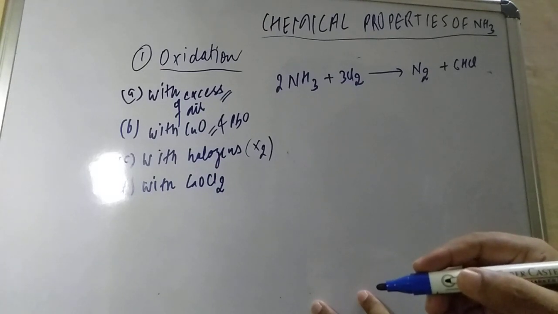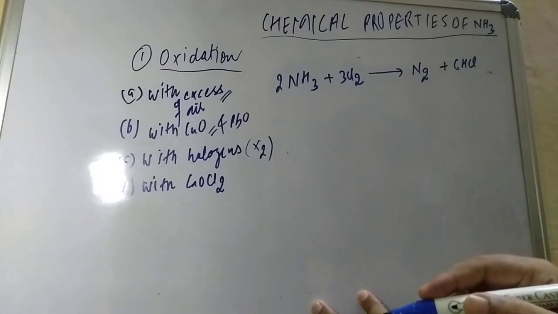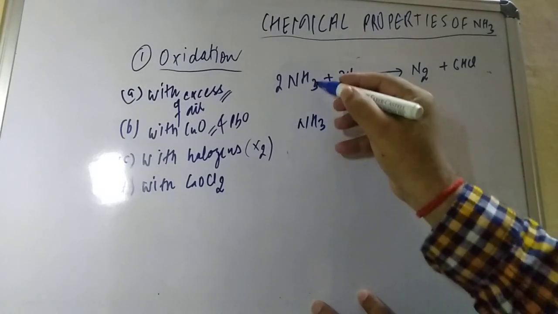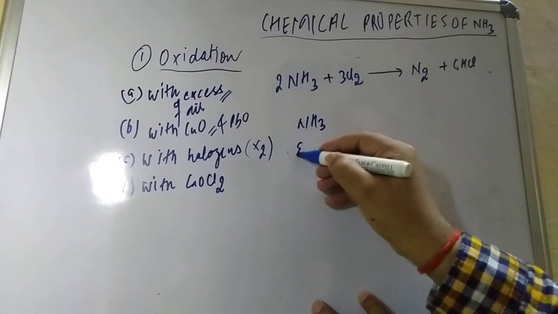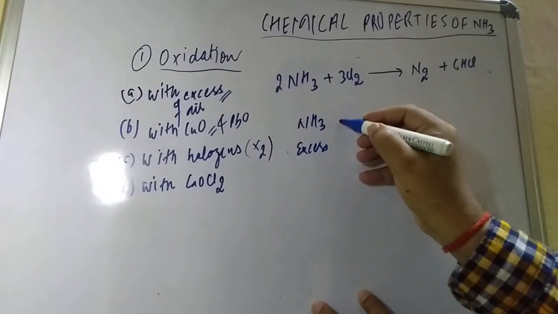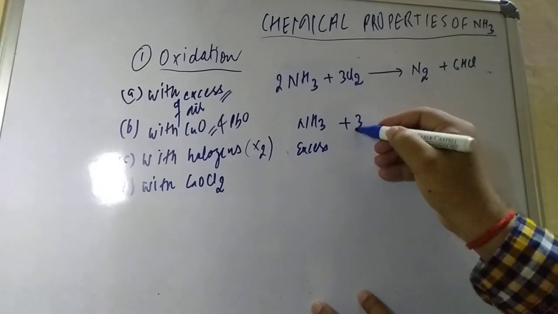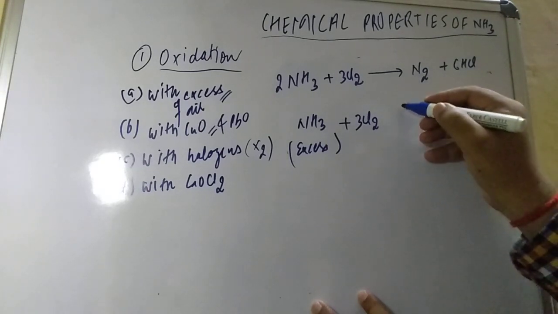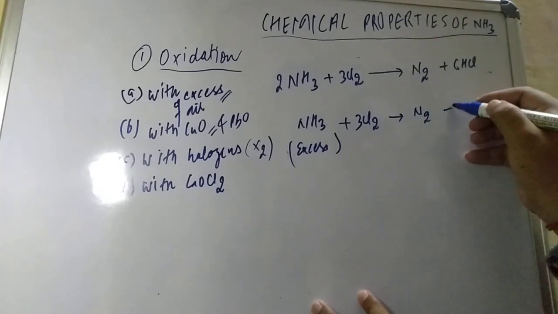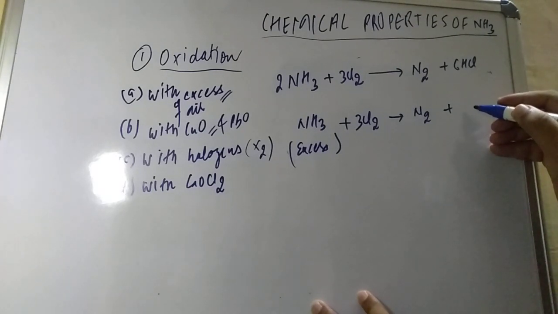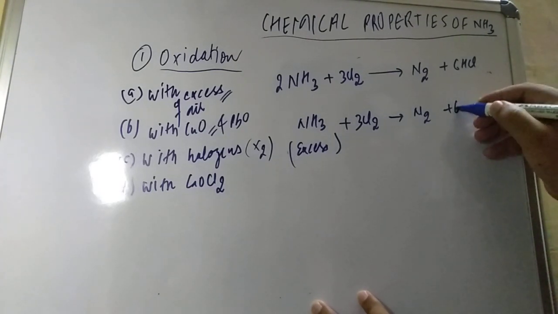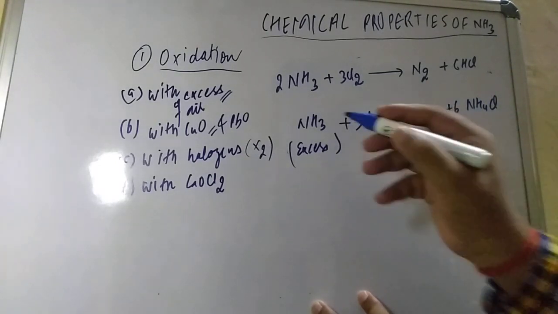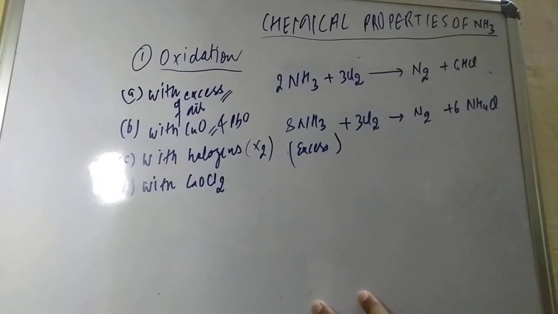Suppose you are taking excess ammonia and chlorine. When the mixture is equimolar it is one case, but when you take ammonia in excess and treat it with chlorine, what compound does it give? It gives dinitrogen again, and along with dinitrogen, ammonium chloride, 6NH4Cl. This is the balanced chemical equation in which we are taking 8NH3 molecules.